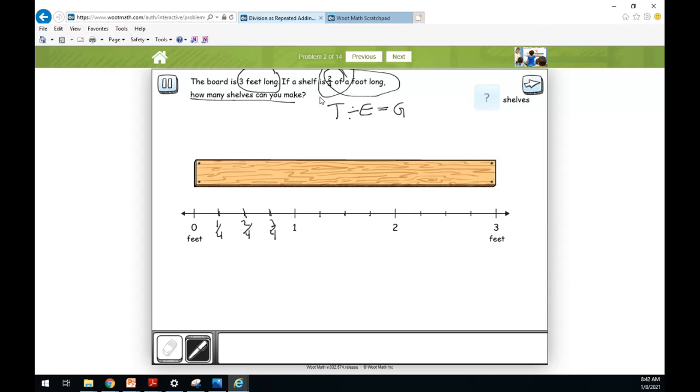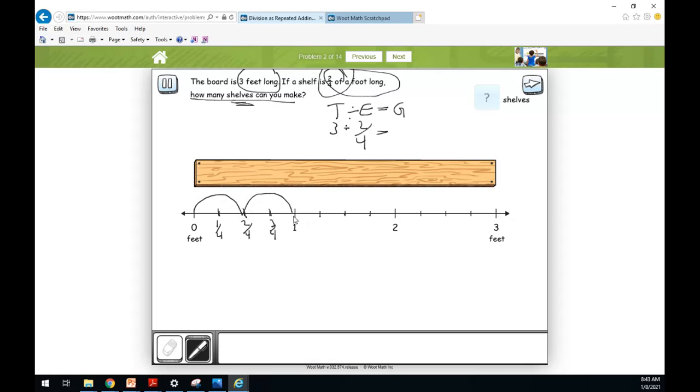So how many of the second number is in my first number? I'm going to write my expression as 3 divided by 2/4, and I'm going to figure out the number of shelves, which means I'm going to have a whole number. I'm still going to write my remainder, what's left over, but when I do my final answer, I'm going to say 6 shelves.